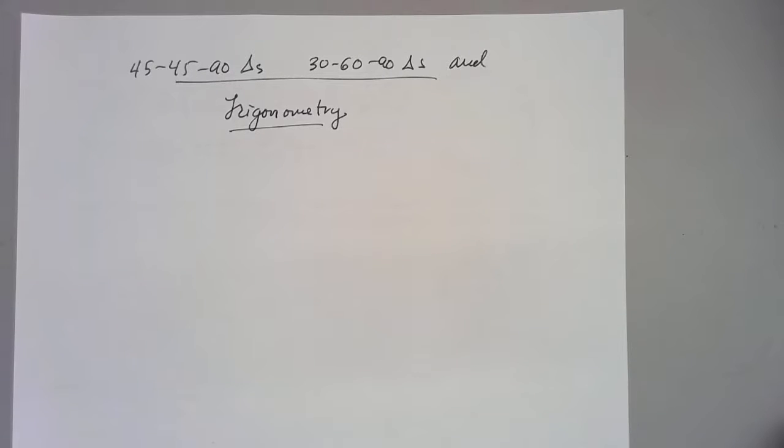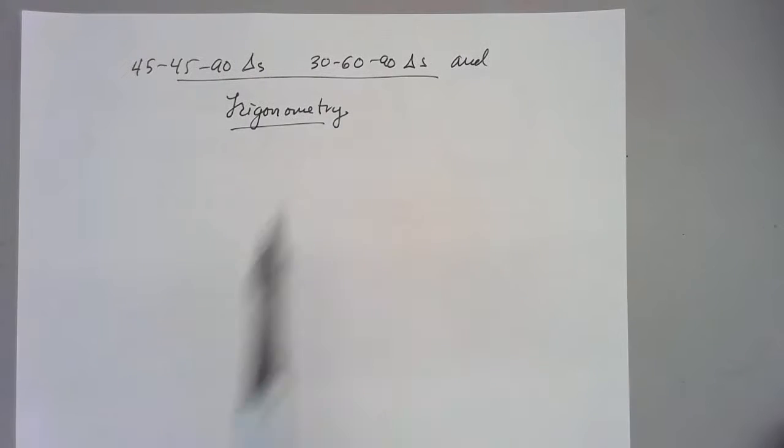In this lesson, we're going to revisit the 45, 45, 90 and 30, 60, 90 triangles from the previous lesson and show how we can relate that to our sine, cosine, and tangent definitions for trigonometry. This will give us an alternate way of solving problems involving these types of triangles.